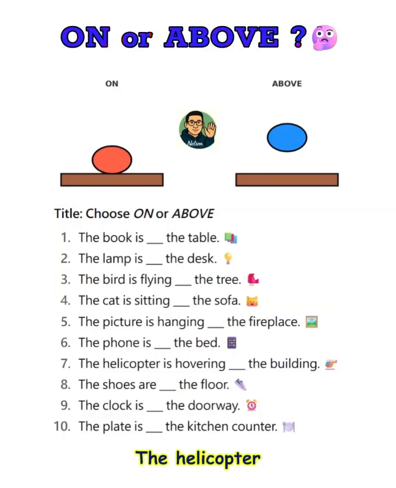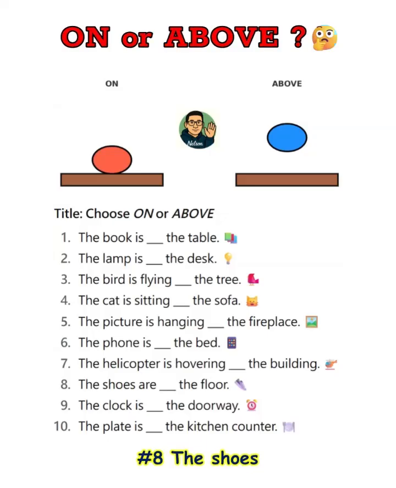Number 7, the helicopter is hovering blank the building. What do we say here? It is in the air, not touching the building, so the answer is above. The helicopter is hovering above the building.